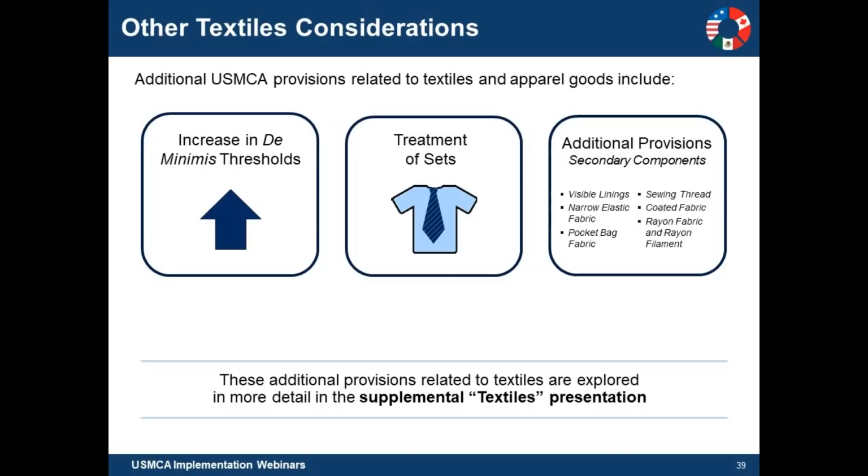And finally, rayon fiber and rayon filament of specific headings of Chapters 54 and 55, other than lyocell and acetate, may be of any origin when used in a good classified in Chapters 50 through 63 or heading 9619, provided that the good otherwise meets the applicable product-specific rule.